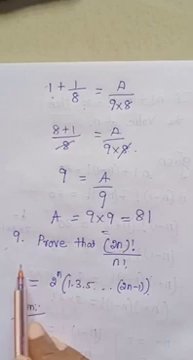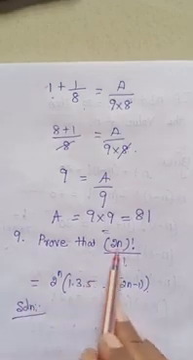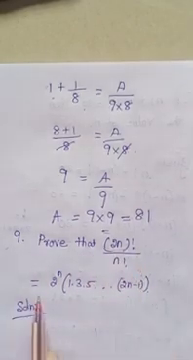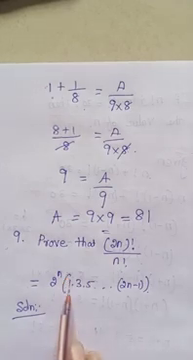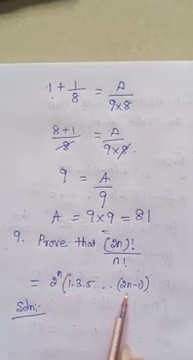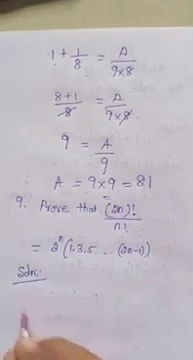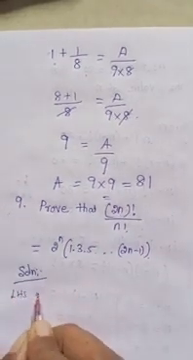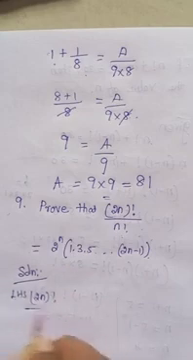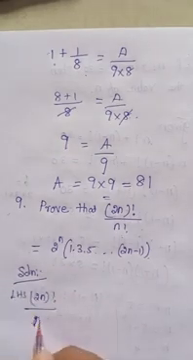Next problem, an important one. Prove that 2n factorial by n factorial is equal to 2 power n into 1 into 3 into 5 etc. up to 2n minus 1. This we have to prove. See the solution. I am going to take the left hand side: 2n factorial by n factorial.